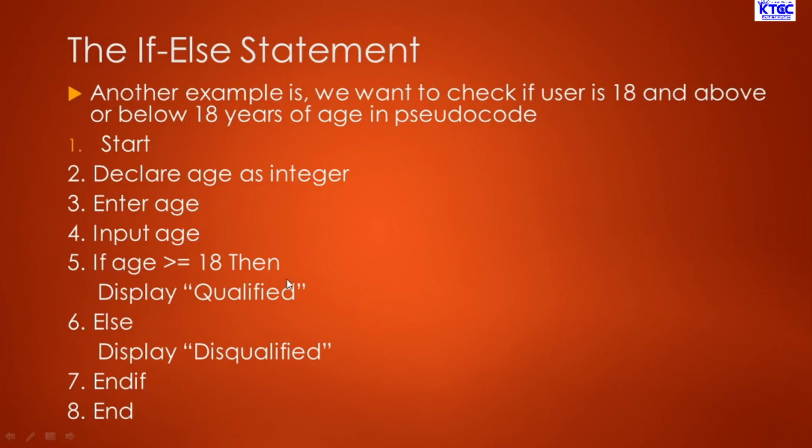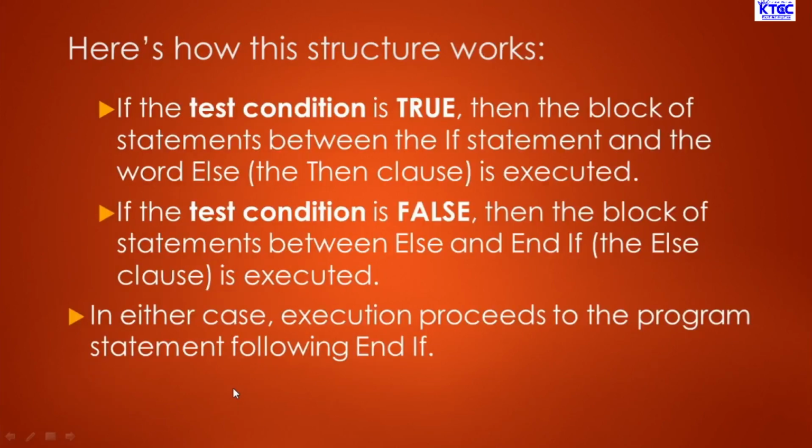So this is a test condition, and this is the block. If age is greater than or equal to 18, it means 18 and above, we tell the person you are qualified. Else, which means it's below 18, we tell the person you are disqualified, and then end if, and then you end the program. Now, here is how the structure works.